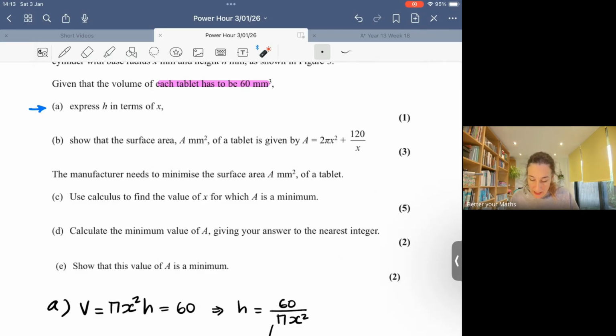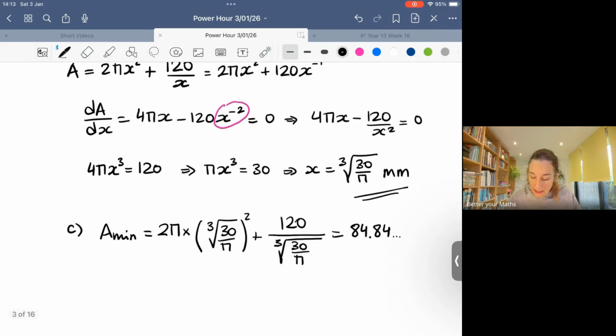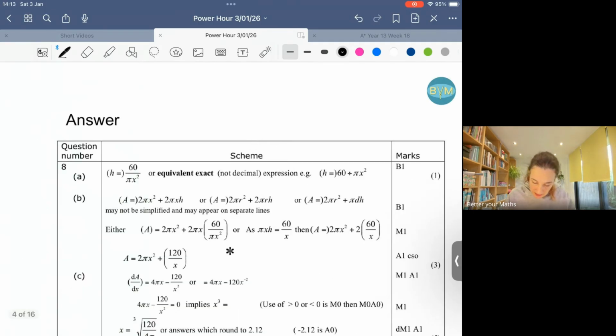So, and now they say to the nearest integer. So this one is the one that we have to round. So I get 84.84. So to the nearest integer, this is going to be 85. It is area, and we have millimeters, so millimeters squared. Yeah. Let me check. We have the mark scheme here.